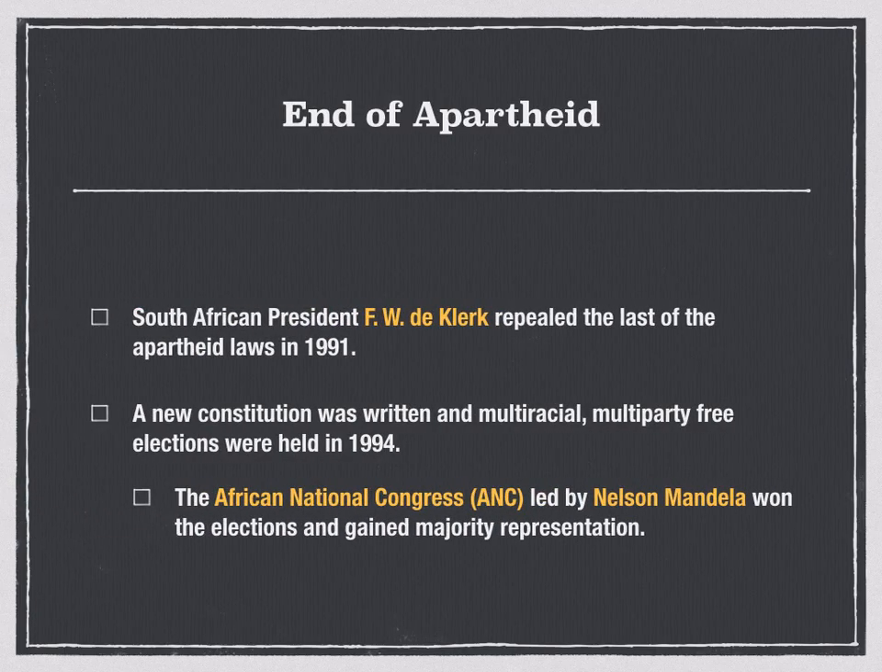End of apartheid. South African President F.W. de Klerk, under a lot of pressure, repealed the last of the apartheid laws in 1991. A new constitution was written, and multiracial, multi-party, free elections were held in 1994. The African National Congress, the ANC, led by Nelson Mandela, won the elections and gained majority representation.